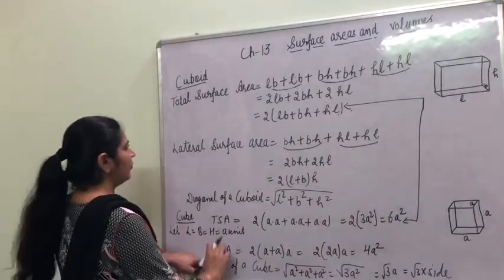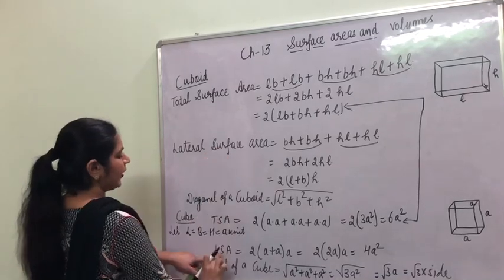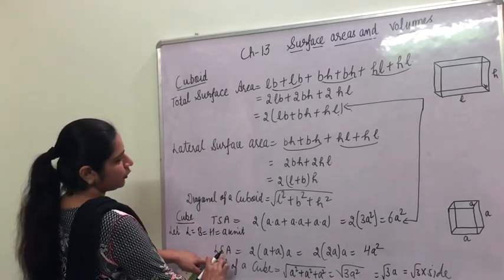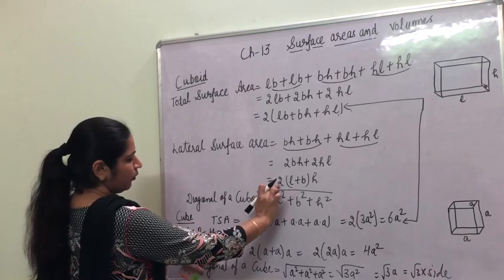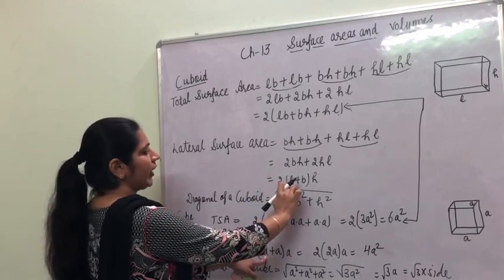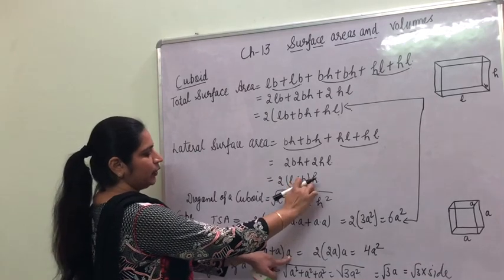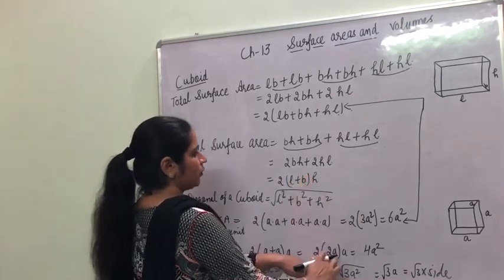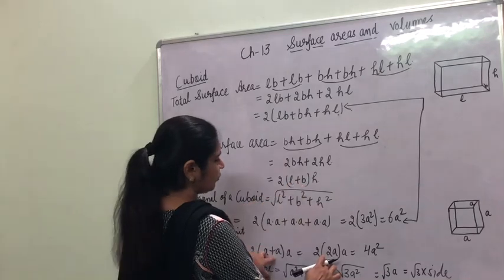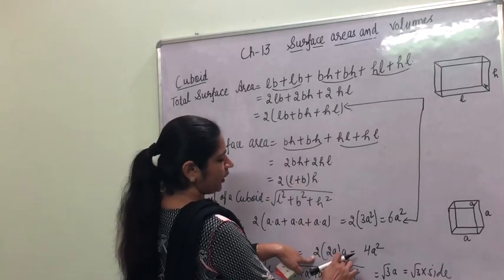Now with the help of this cuboid formula, we are finding the lateral surface area of a cube also. In this formula, in place of L, B and H, we substitute A. So twice of A plus A into A, which is equal to twice of 2A into A, which is 4A square.